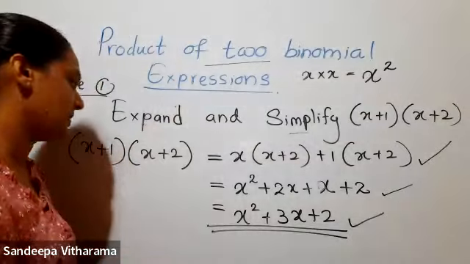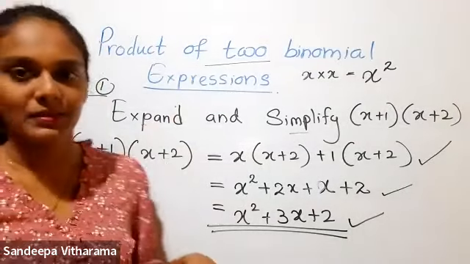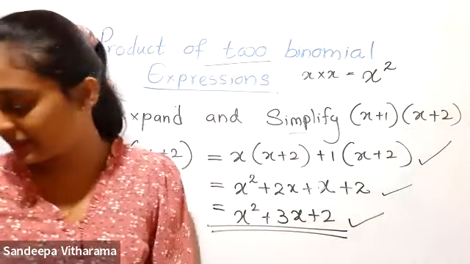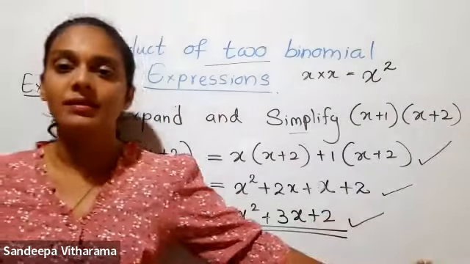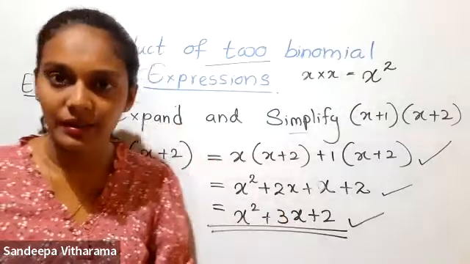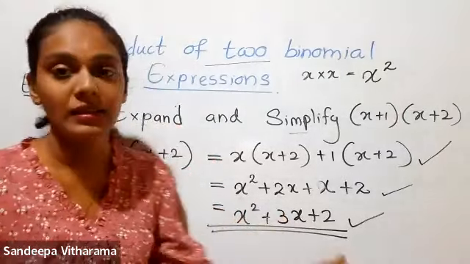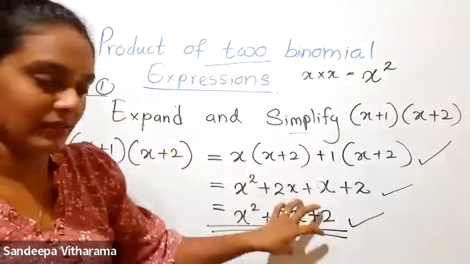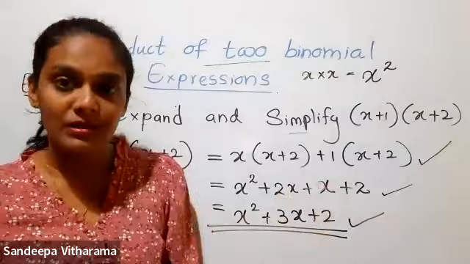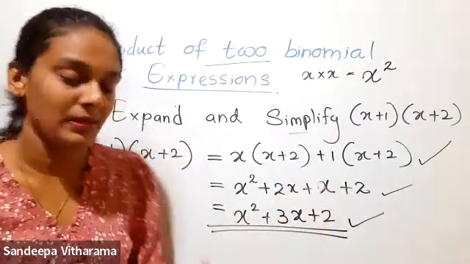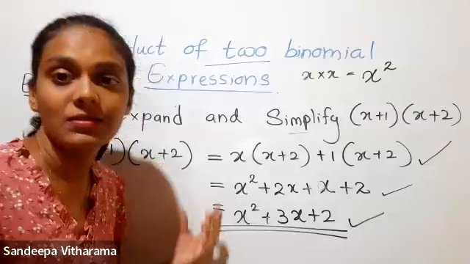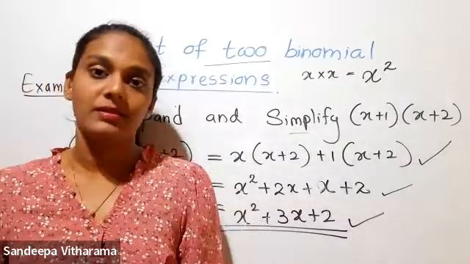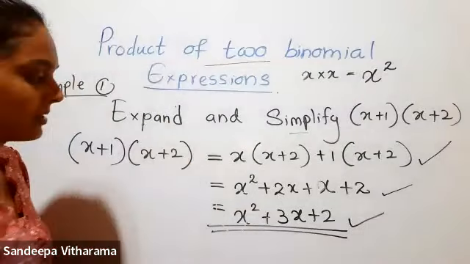Always, most of the time, when you take the product between two binomial expressions, we obtain a quadratic trinomial expression. What is meant by trinomial? That means it consists of only 3 terms. Here there are 3 terms, x squared, 3x and 2. And what is meant by quadratic? Quadratic means it consists of a square term.